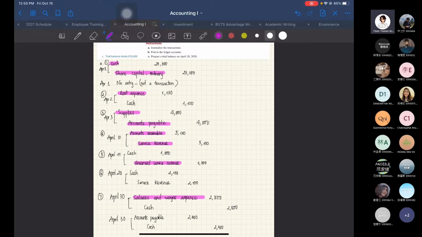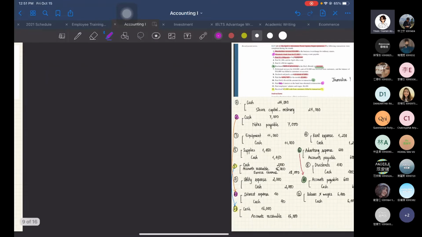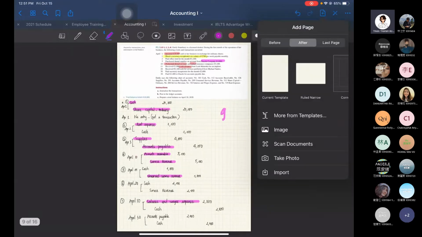Does anyone have any number? How many accounts do we need to post to the ledger? 9. Do you have the same amount as me, or did you just count from mine? It's the same. Okay, great. Going to the next page to do that.